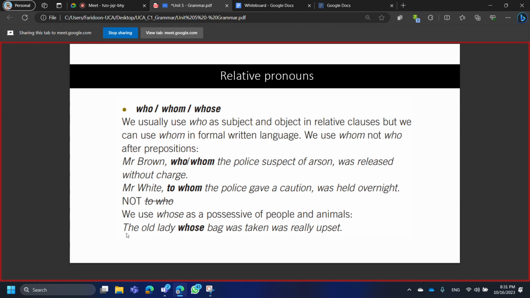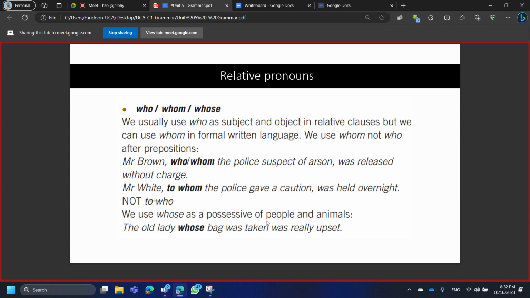For example, the old lady whose bag was taken was really upset. As you can see in here, whose bag, it's talking about how the bag belonged to the old lady. That's the whole point of whose in this case. So the old lady whose bag was taken, from whose all the way to taken is your adjective clause, and then you have was really upset, which is the continuation of your actual sentence. Kind of like the old lady was really upset. But why was she upset? Then the information you can put there using whose: the old lady whose bag was taken was really upset.